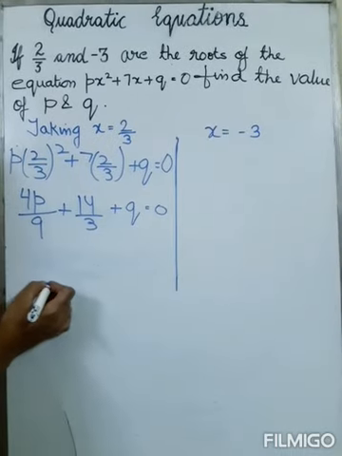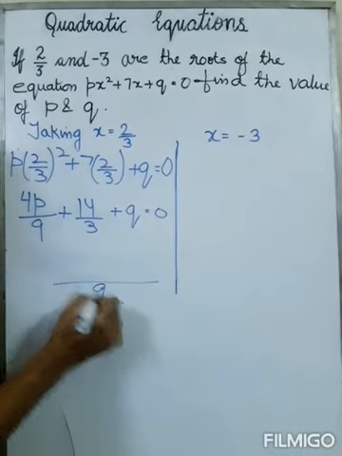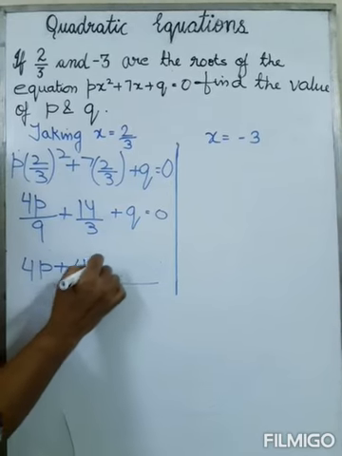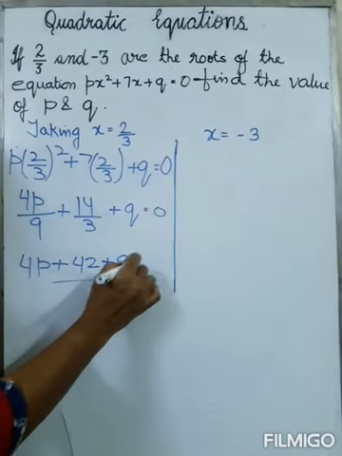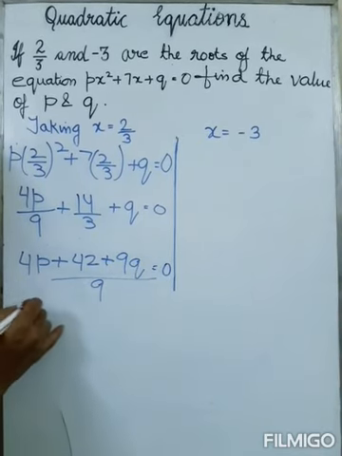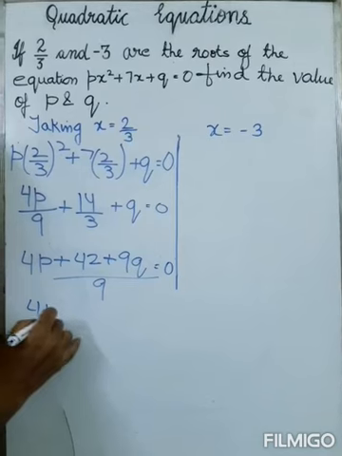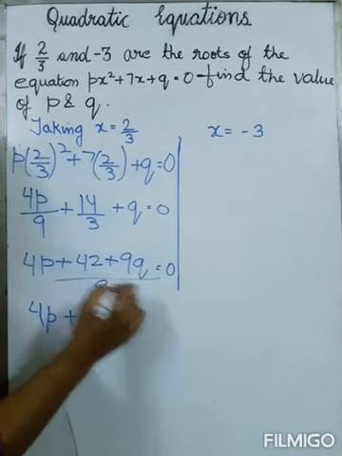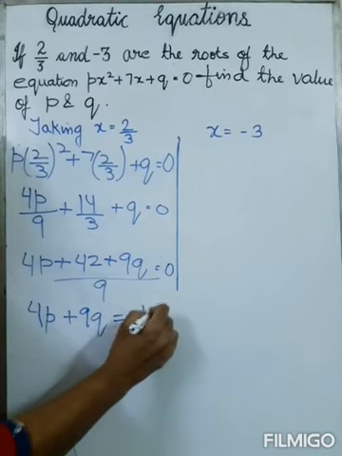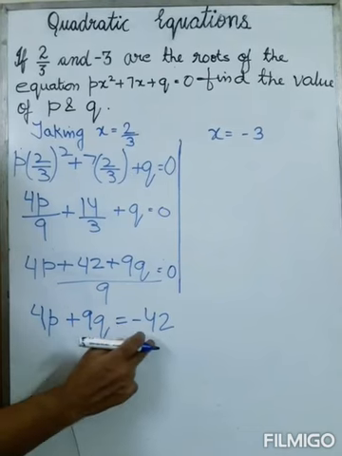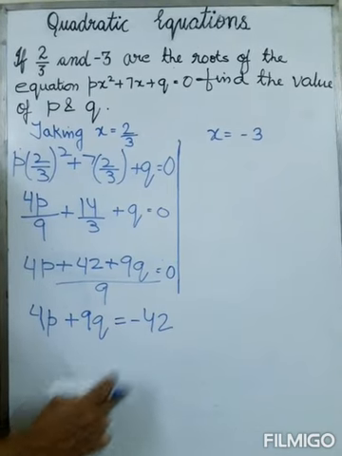Now I can take LCM. We have LCM 9 here. Here I will get 4p plus 42 plus 9q equals to 0. This 0 is multiplied with 9. So I will get 4p plus 9q, and this 42 I am taking on the other side. So I will have another equation, 4p plus 9q equals to minus 42.